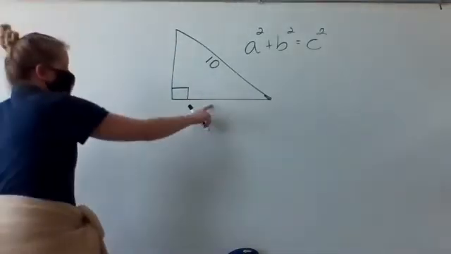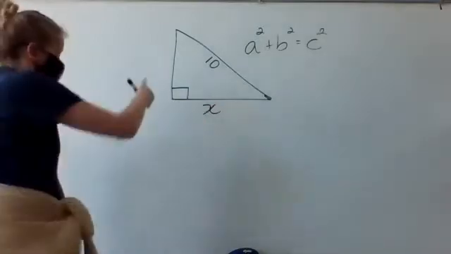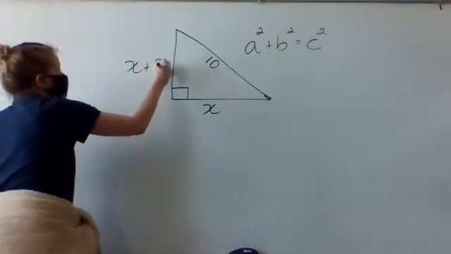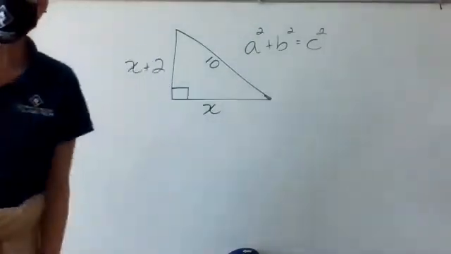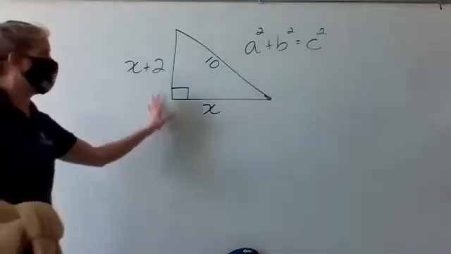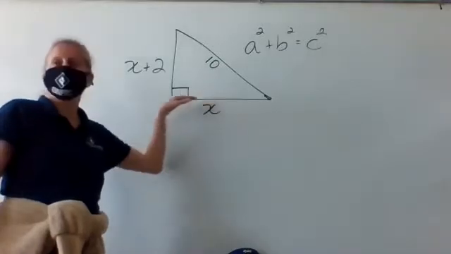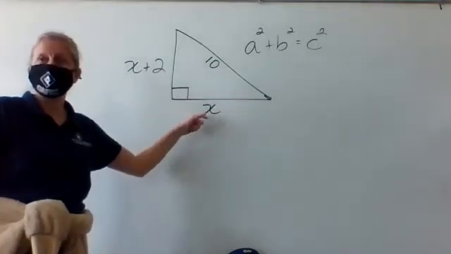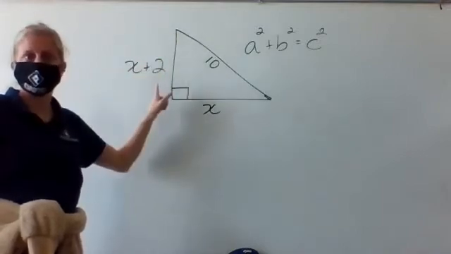So the way I'm going to write that is I'll call this side X, which means this one is X plus 2. That's right. So if I can solve this for X, then I will know what this side is. And once I know what this side is, I can add 2 to it to get this side.